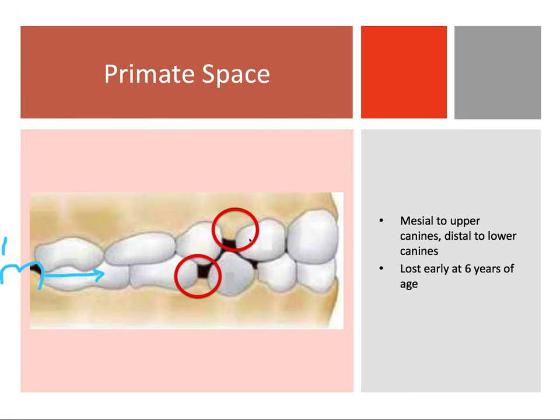Same for the upper. It makes sense that we're losing this space at 6 years of age because that's when the 6-year molars are coming in. To help you remember this, think of P standing for primary, and this space is lost at the end of the primary dentition. Or you can remember that it's the primary or first space that's observed in the dental arches.